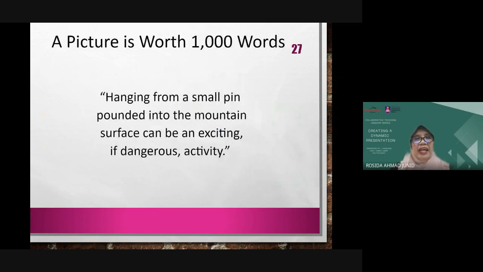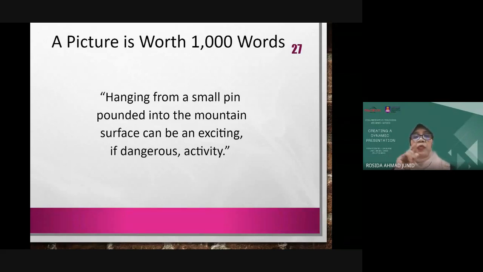And as I said, a picture is worth a thousand words, right? When you show a picture there, for example, this is an example, guys. You read this: hanging from a small pin pounded into the mountain surface can be an exciting if dangerous activity. You read this, you might not understand. You were just wondering what this paragraph is all about. If I don't show you anything, I just show you this, the audience will be reading and say, gee, what is this?